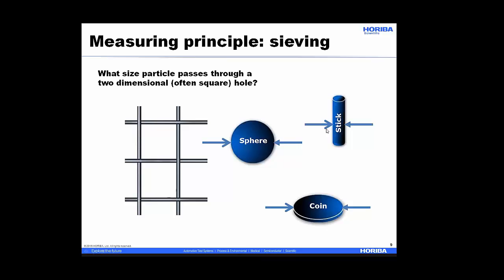I recently had a customer that could sieve long rods and short rods, and they would both wind up on the same sieve, so they couldn't tell which ones were longer or not. And if you're sieving coins, you'll find, again, the diameter of the thin coin.